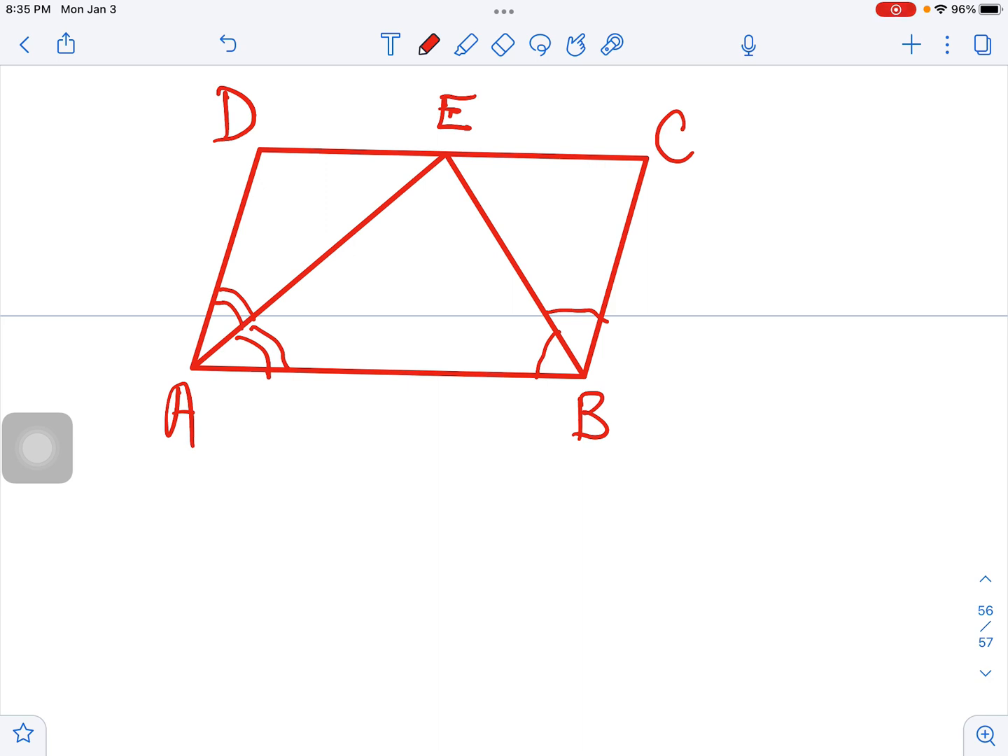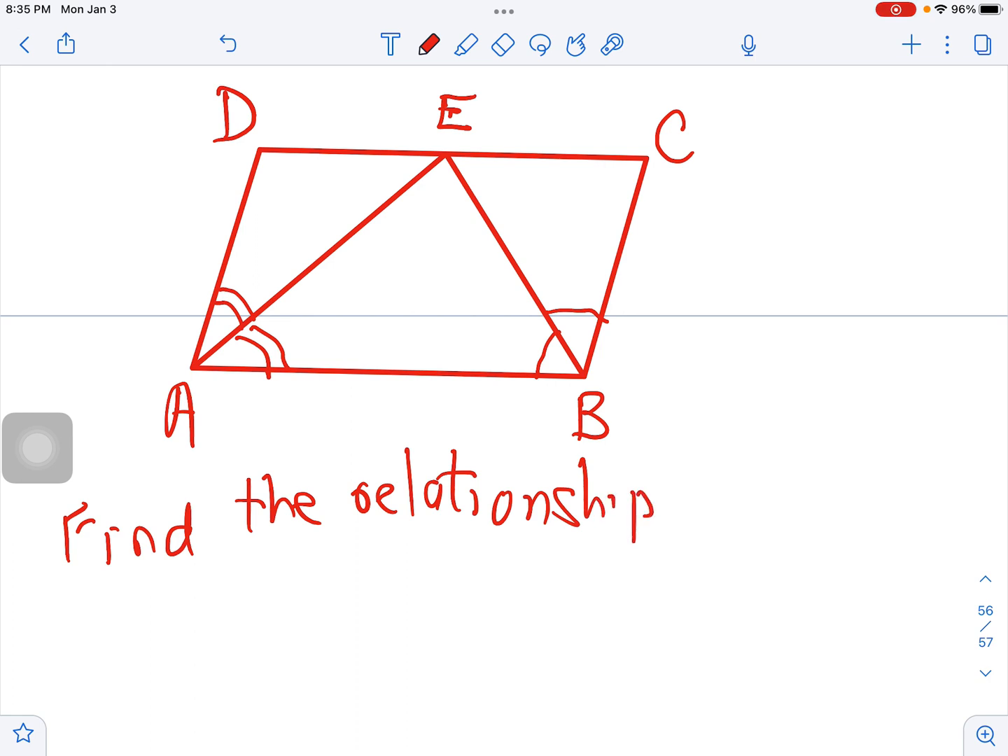Okay. Find the relationship between AB and BC.